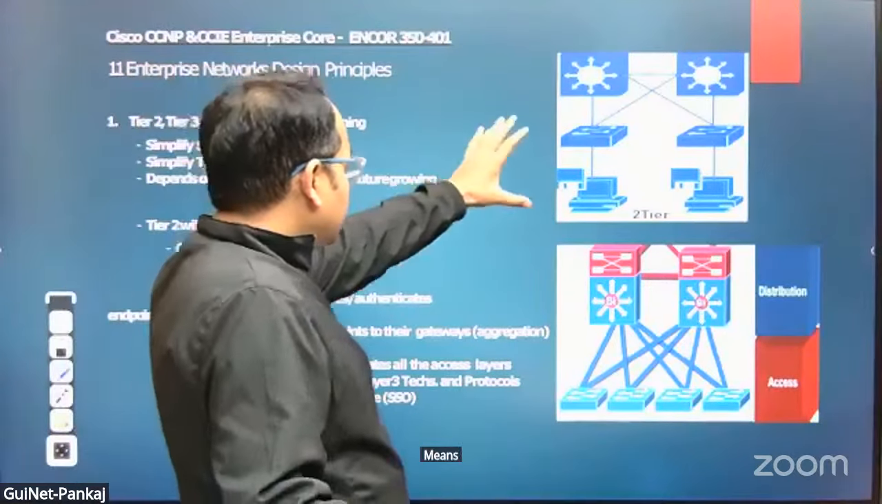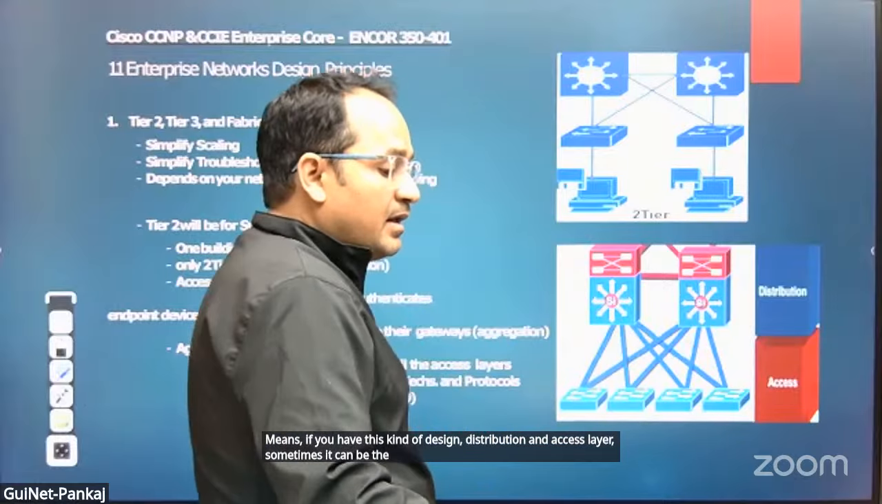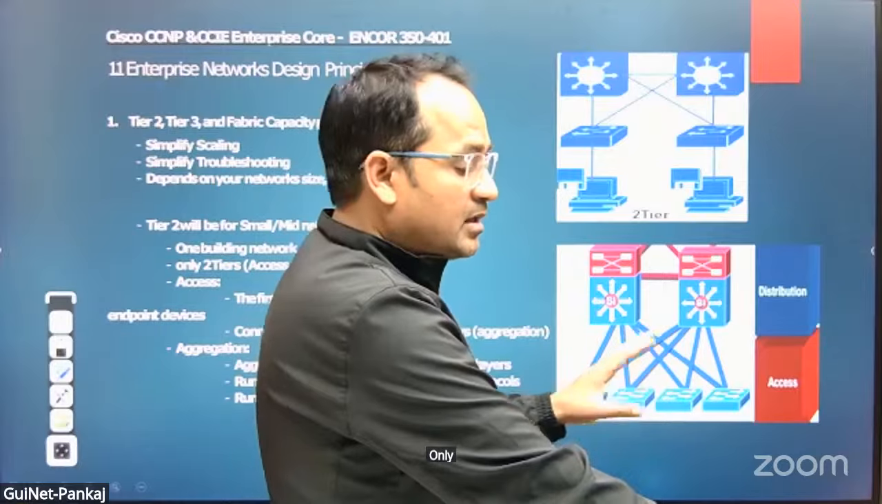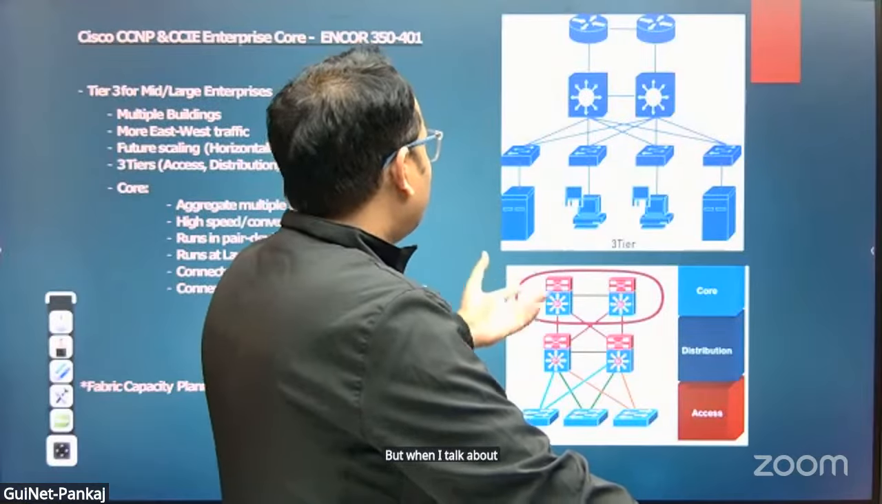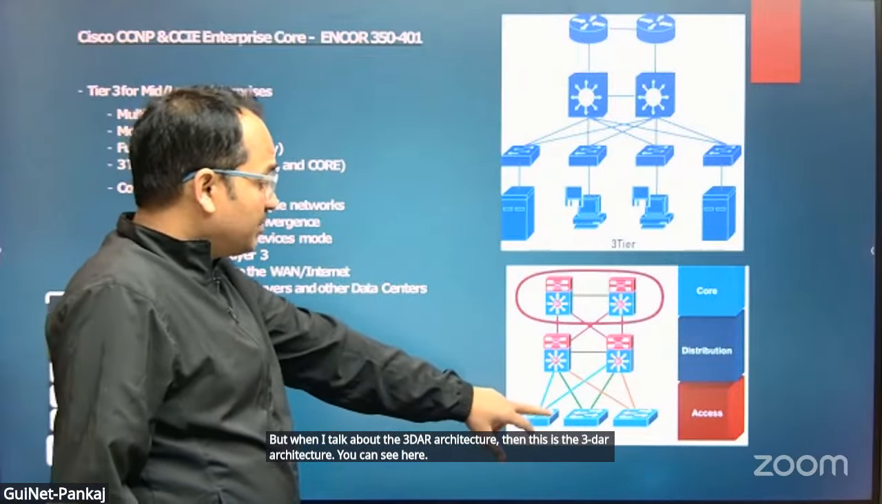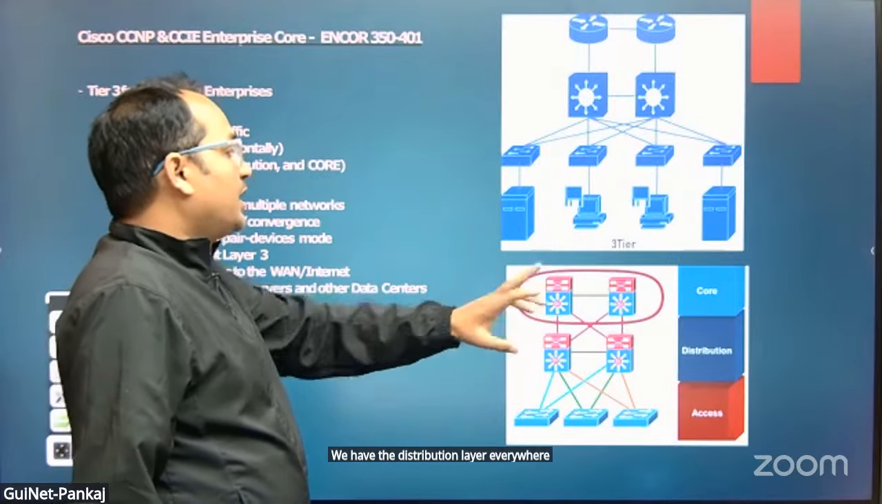If you have this kind of design, with distribution and access layers, sometimes the core layer can be included as well. Then you use only the two-tier architecture where my core is not going to be there. But when I talk about the three-tier architecture, you can see here we have the access layer, the distribution layer, and the core layer as well.